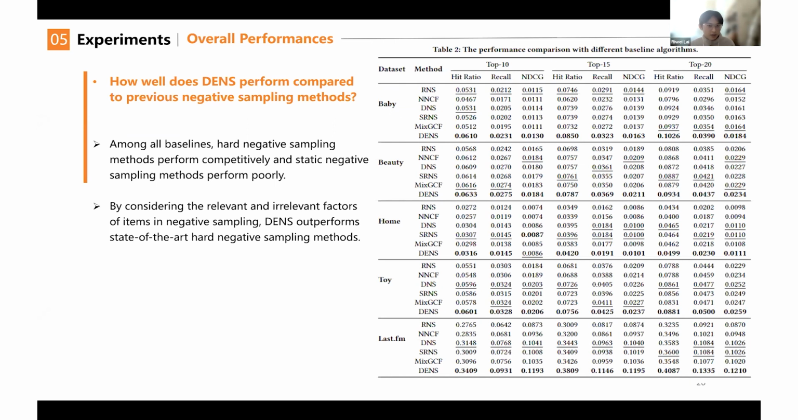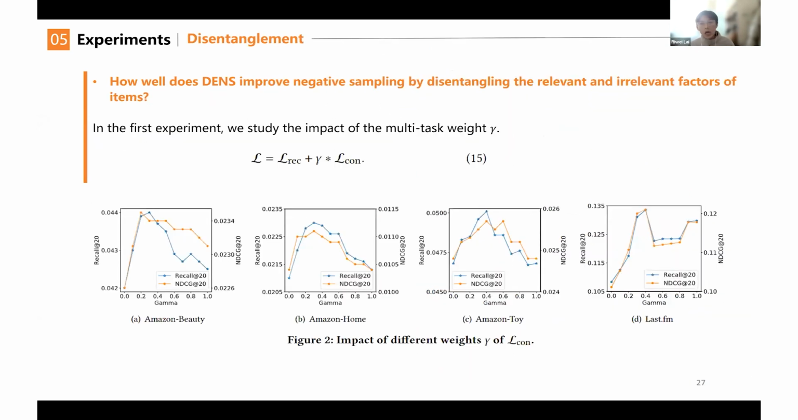The second question we care about is how well does DNS improve negative sampling by disentangling relevant and irrelevant factors. We designed 3 experiments. In the first experiment, we studied the impact of the multitask weight gamma. Among all 4 datasets, the worst Recall at 20 and NDCG at 20 are achieved when gamma equals 0, where the disentanglement is trained without any supervision. This result well verified the effectiveness of our proposed contrastive loss.